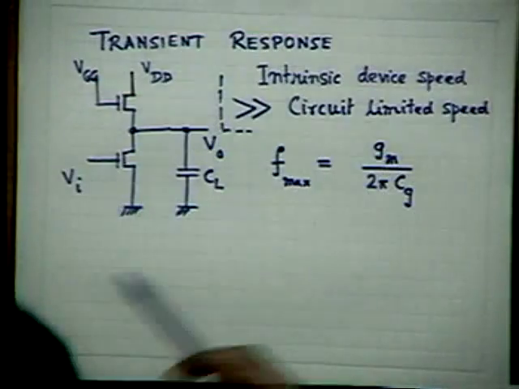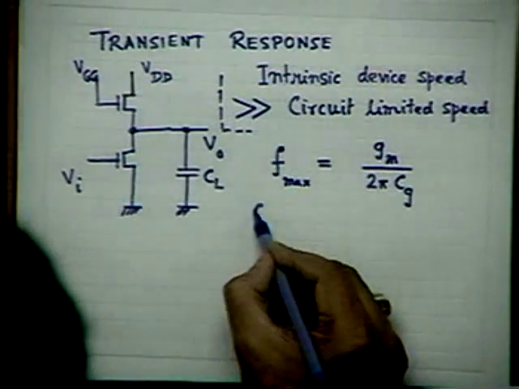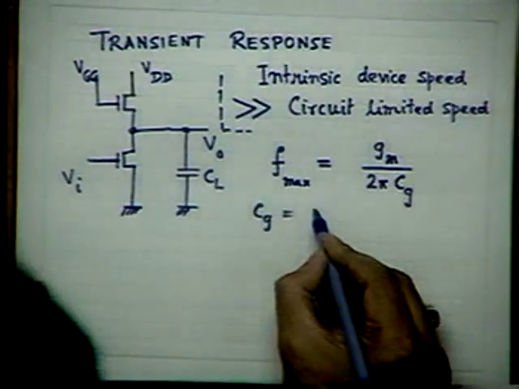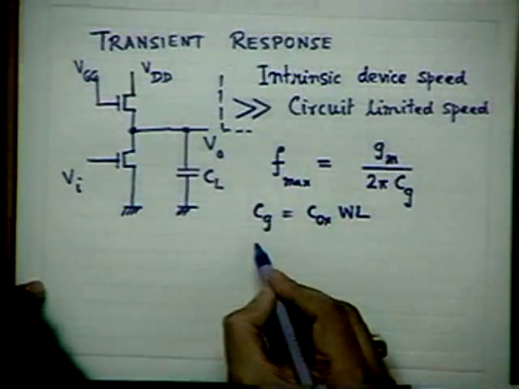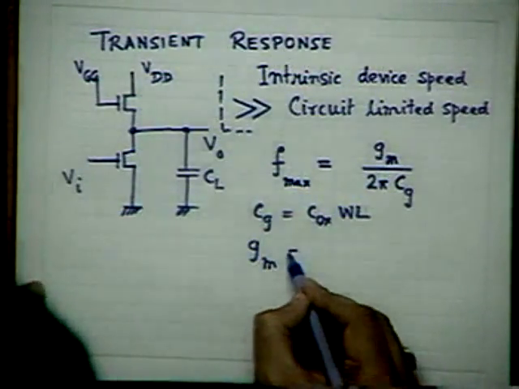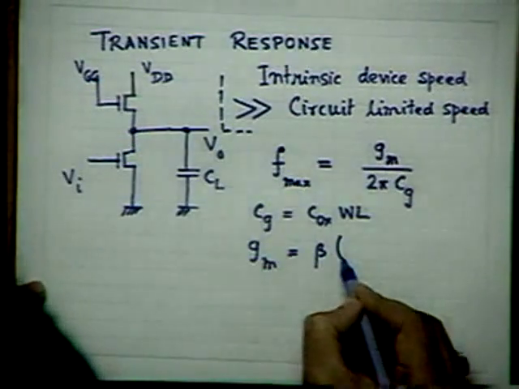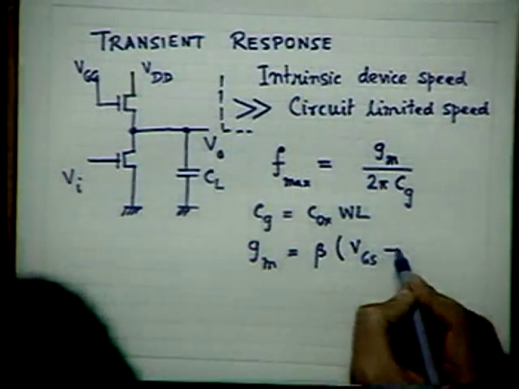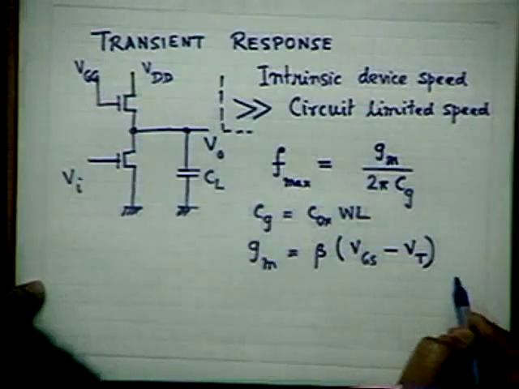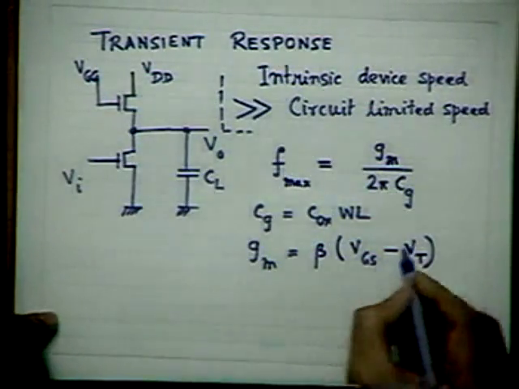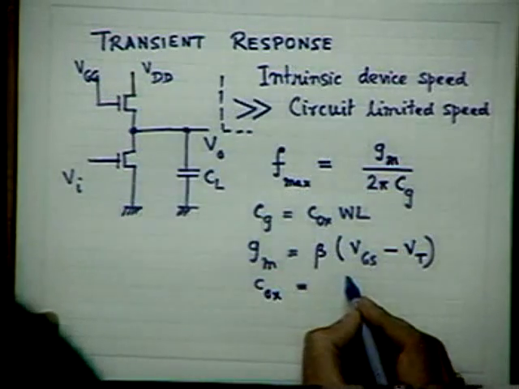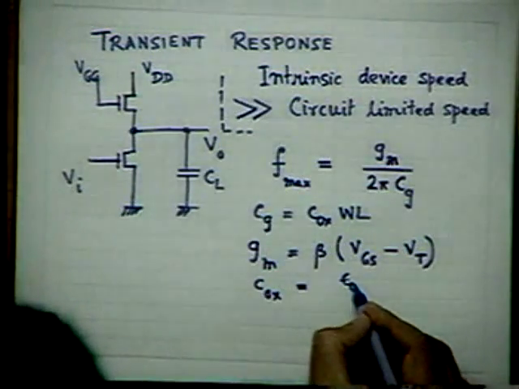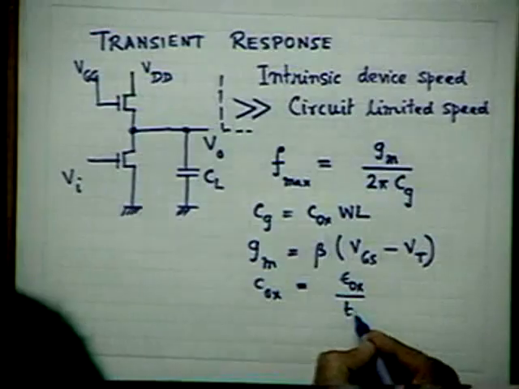Now, in this case, as I told you, Cg is the gate capacitance given by COX into WL, and Gm is the transconductance given by beta into VGS minus VT. And COX is also given by the formula simply epsilon OX divided by TOX.